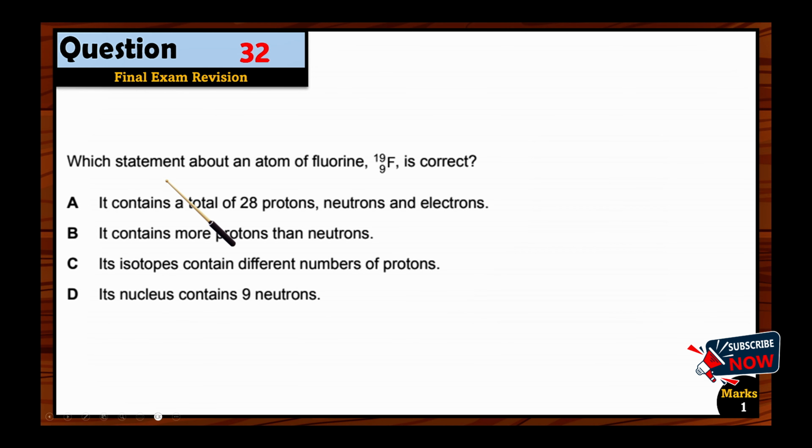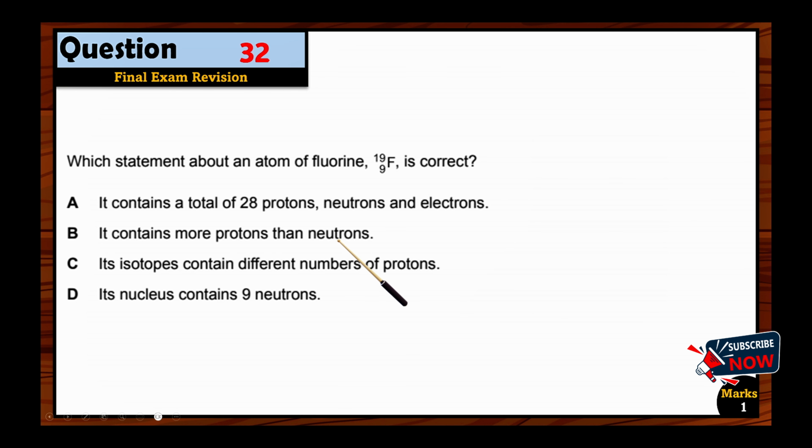Let's see question number 32. Which statement about an atom of fluorine is correct? It contains a total of 28 protons, neutrons, and electrons. If you count, these are the proton and neutron, and proton and neutron, and this is proton. So proton is equal to electrons. If our mass is 19, then we have 19 proton and neutron, and if you add 9 more, that is electrons. So how many will it be in total? 28. So option A is right, but you can still see option B.